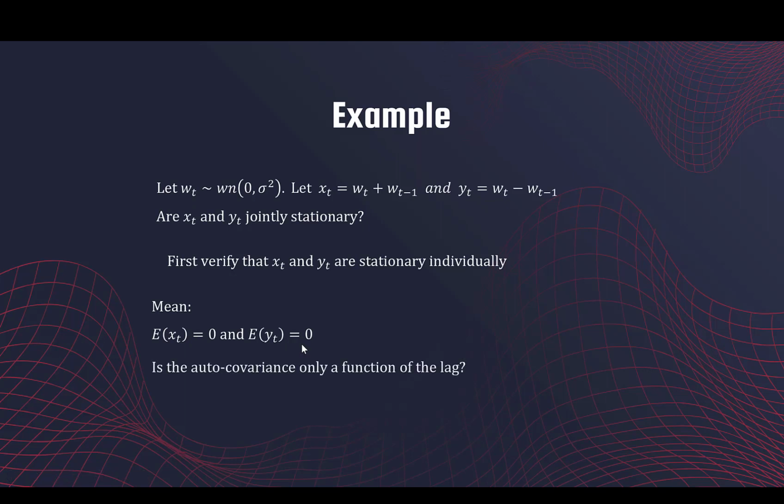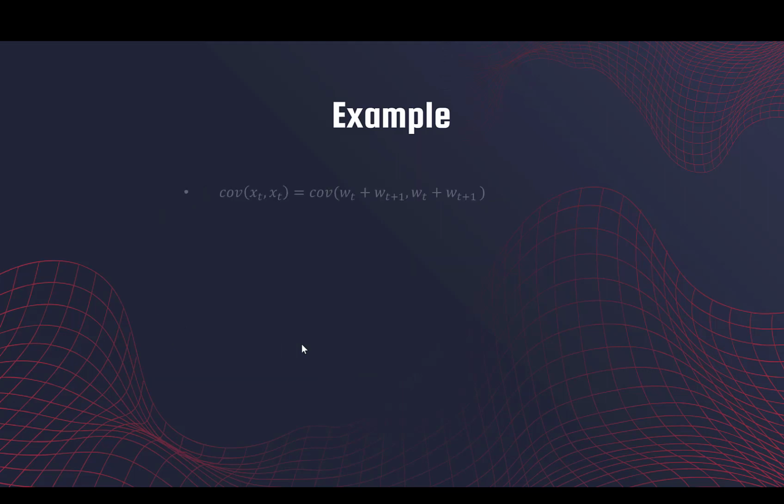Next we need to see if the autocovariance is only a function of the lag. After we verify this, we shall see if the cross covariance is also a function of the lag. But first we'll look at the autocovariance. We'll start with the x time series. This is the covariance between xt and xt, so the lag here is 0.